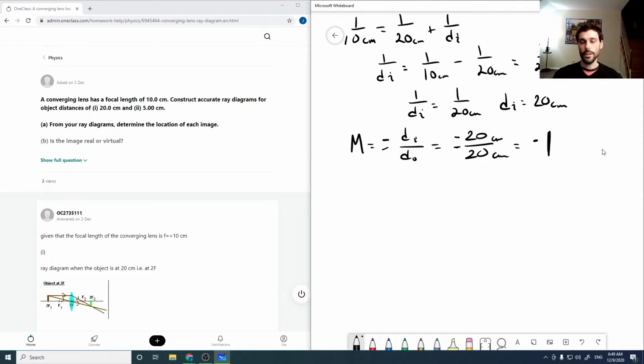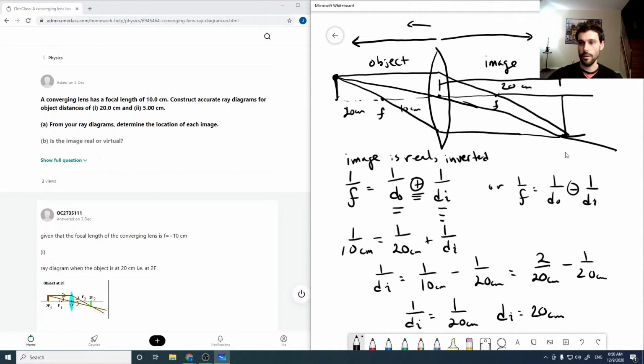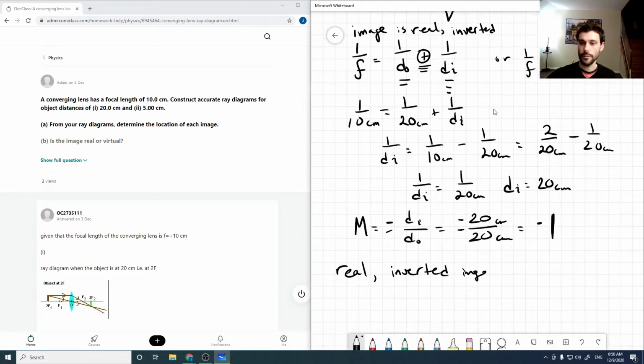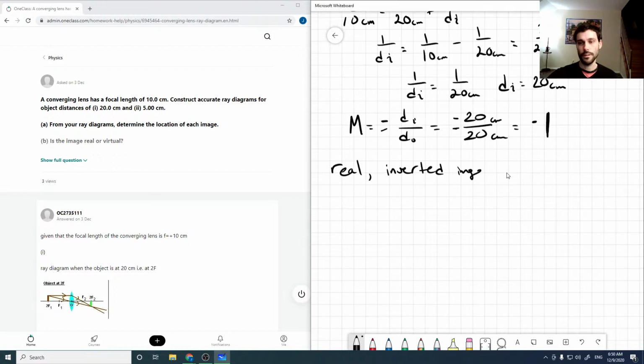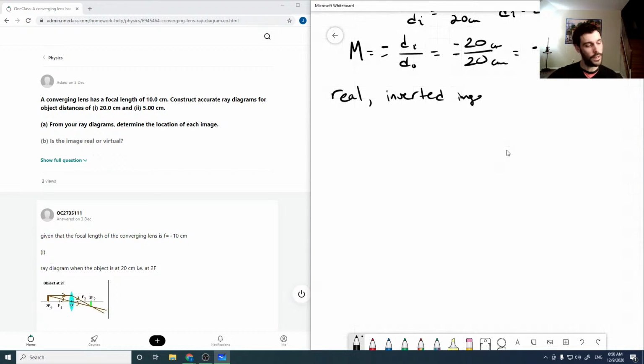So in summary here, this is a real inverted image, which if we compare it to the diagram I drew here, looks okay, although I would say it appears as though it's magnified and probably not at 20 centimeters. But if we do the actual equations, then that's where it comes out. And I think I did a pretty good job, but not a great job.